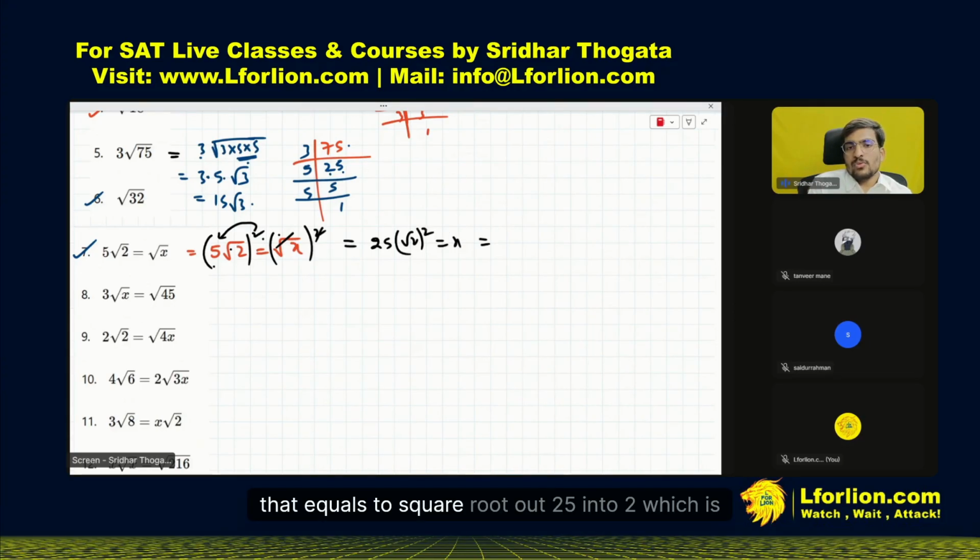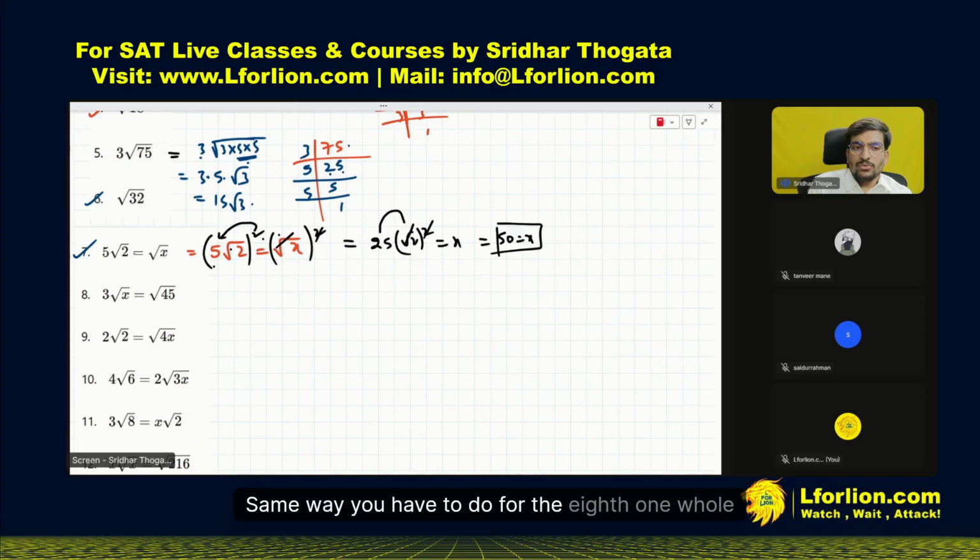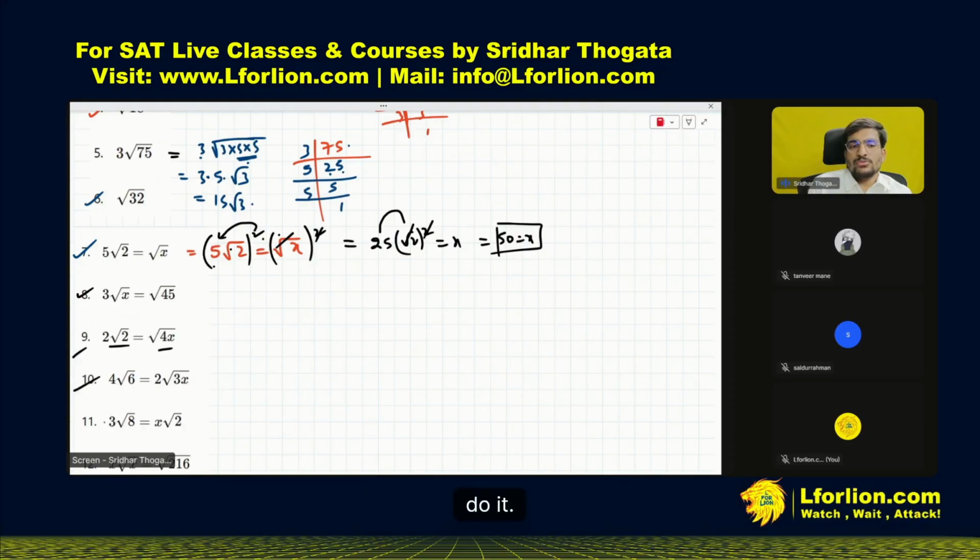That equals the square root of 25 into 2, which is 50, that equals x. Same way you have to do for the 8th one. Squaring on both sides, do it. Same story for the 11th one as well.